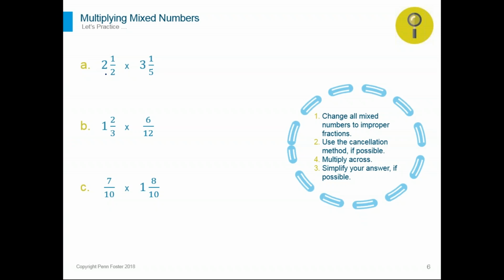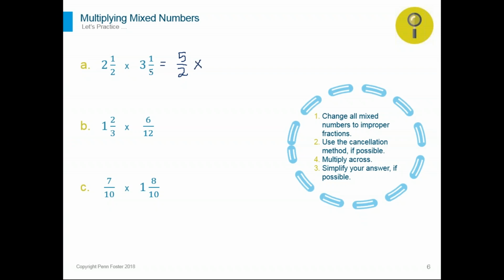So 2½ is a mixed number. The improper form for that mixed number is 5/2. And how did I get 5/2? 2 times 2 is 4, plus 1 is 5, and keep the denominator the same. If you're not sure how to change a mixed number to an improper fraction, go back to webinar number 1 in this series, and we did go through lots of practice about that.